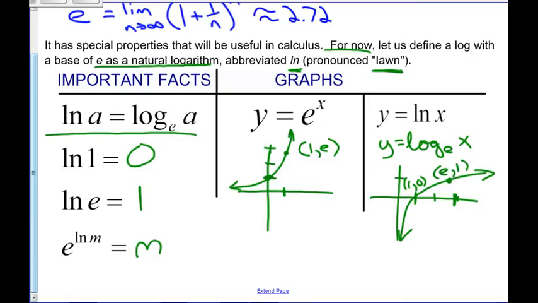Okay, so this would be the point (e, 1). And you can see just by looking at those two, they're obviously inverses of each other. The points are just flipped with x and y. So nothing becomes any more difficult when we're dealing with logs with a base of e. They just happen to exist, and they're going to be helpful for us later on.